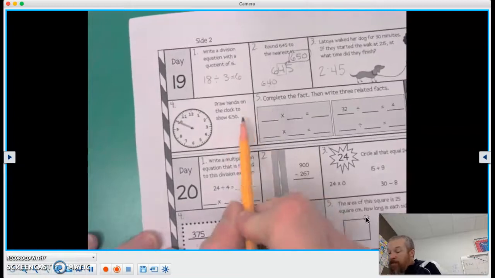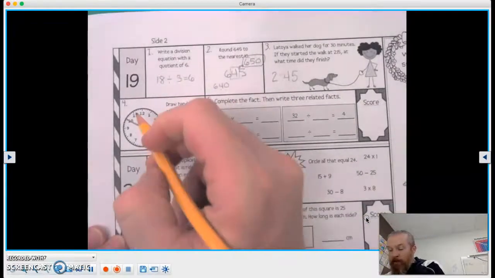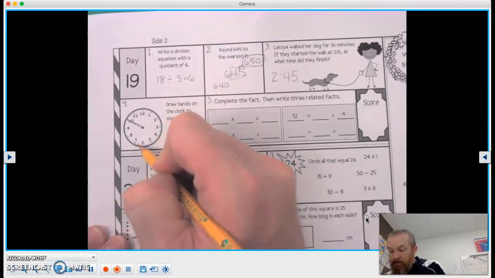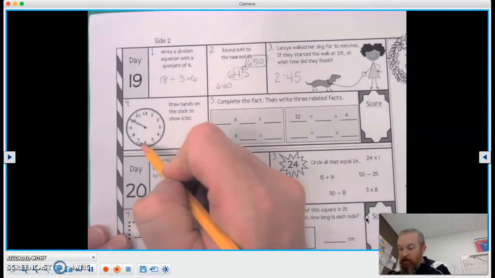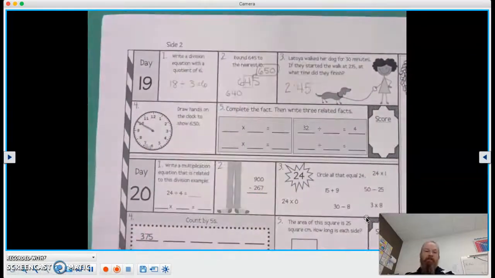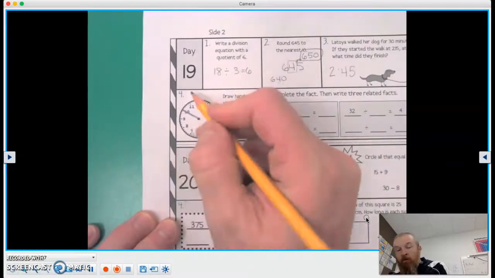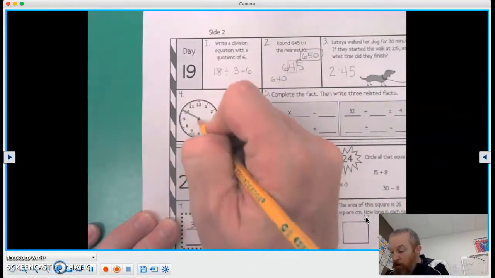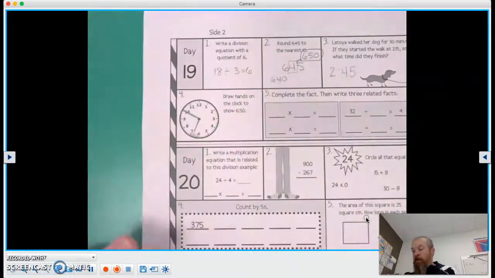And it says 6:50. So it has to be somewhere between the 6 and the 7. So anywhere in this shaded area, right? Now, to make it a little closer, it's almost 7, so let's put it to almost 7. Okay? So there we are, 6:50.